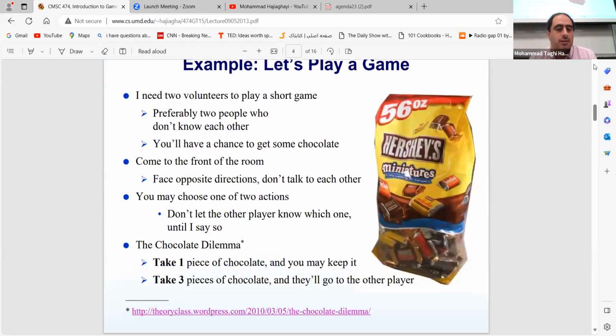What are the actions? This is the chocolate dilemma. If you want to know more about it, you can go to this link. And again, all slides are available from the course website. These are the actions: take one and take three. Take one means you take one piece of chocolate and keep it for yourself. The other one is that you take three pieces of chocolate and they go to the other player. Good. And then we want to see what will happen.